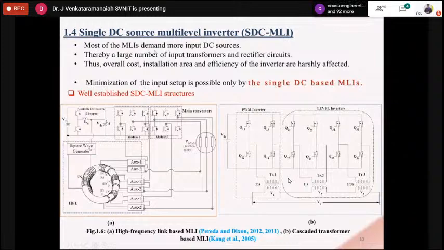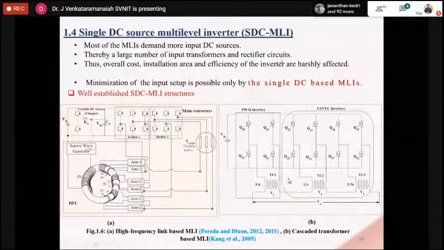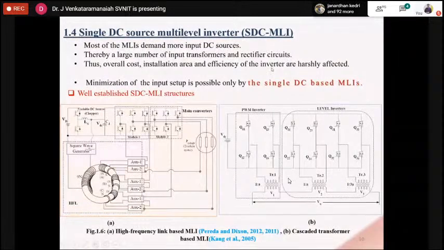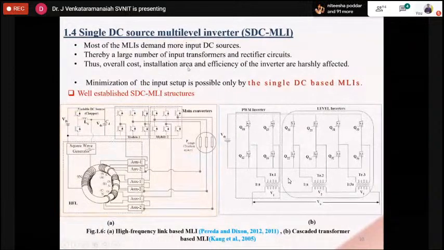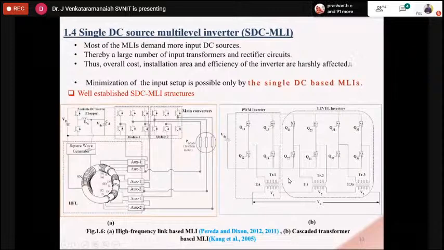So most of the MLIs depend on more input DC sources in SMLI. Thereby a large number of input transformers or rectifier circuits are required, or if you are taking only one transformer, more tappings are required with the individual rectifier circuits to get a number of DC sources. Thus overall cost, installation area, and efficiency of the inverter are harshly affected at the input side.